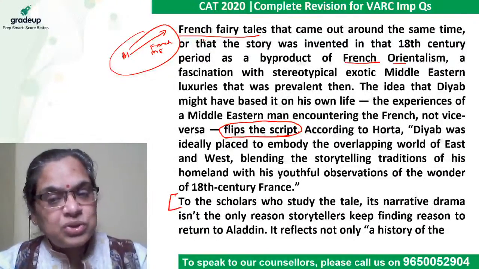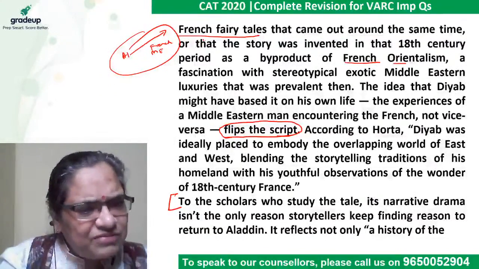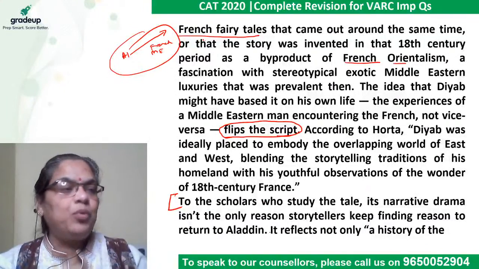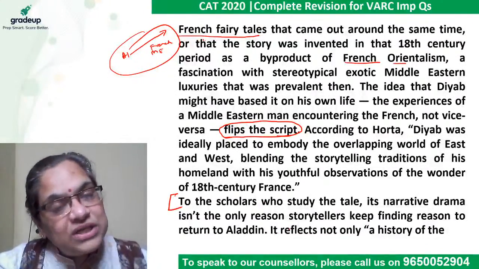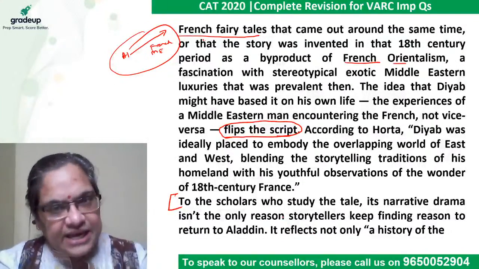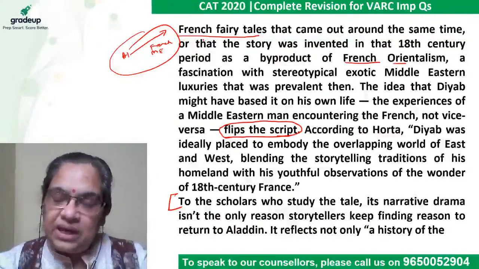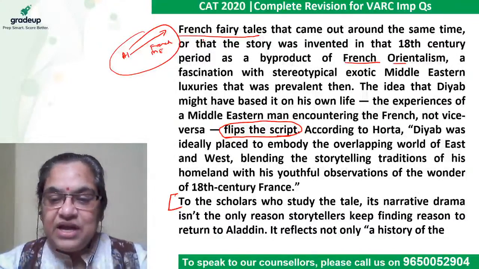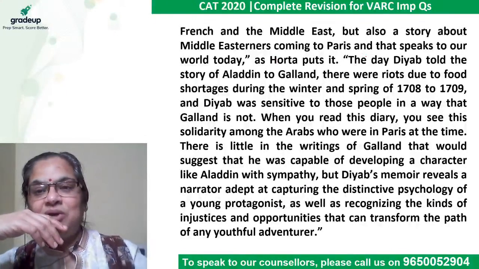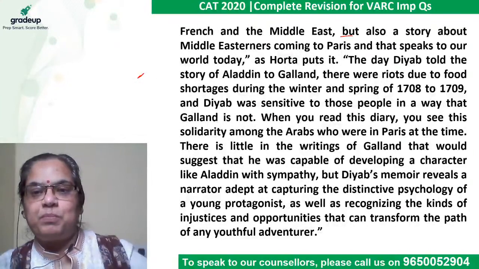But for scholars who study the tale, it's narrative drama. It's not just the narrative, the story, which isn't the only reason that they keep returning to Aladdin. Then what is the reason that it keeps going back? The story is there, but the story is not the only reason why they are going back to the Aladdin story. It's not just the narrative. It reflects not only a history of the French and the Middle East, but also, remember, anything that comes after 'but' or 'but also' is the most important part.